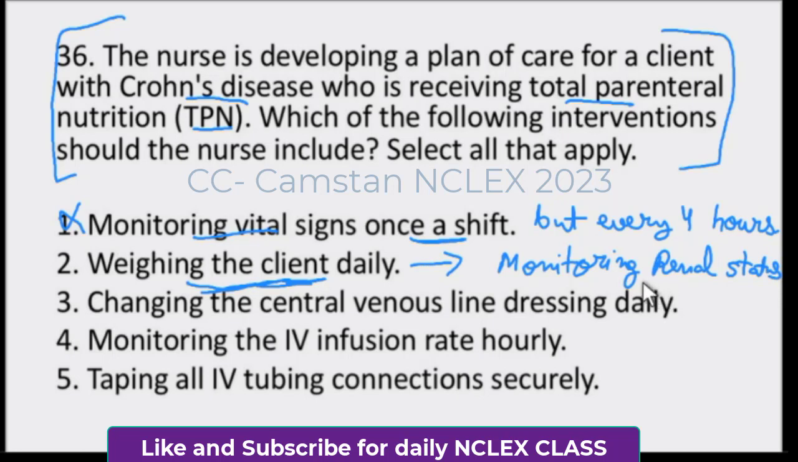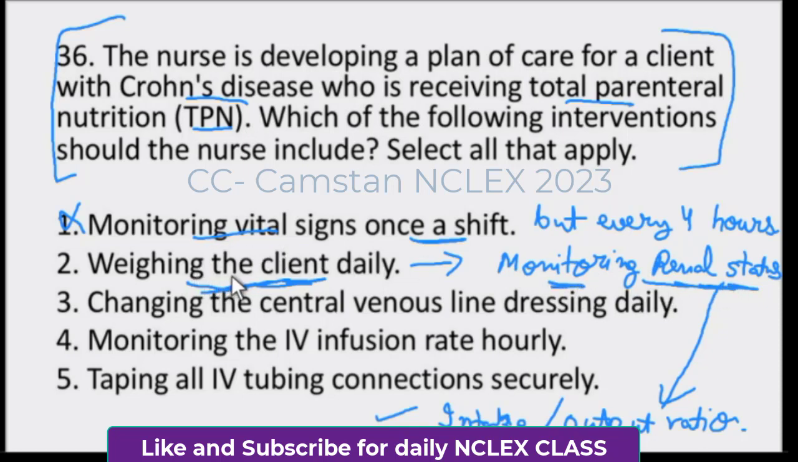Now, what other things can we do to monitor renal status other than weighing our client? Other things that we can do are, we can maintain the intake output ratio from the urine bag. Number one thing. Number second that we can do is measuring serum creatinine and blood urea nitrogen. Right. So these are the three things that we can do for monitoring renal status.